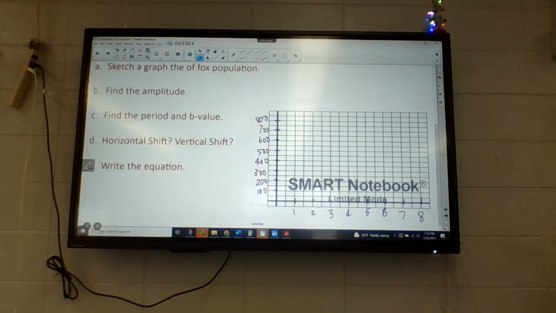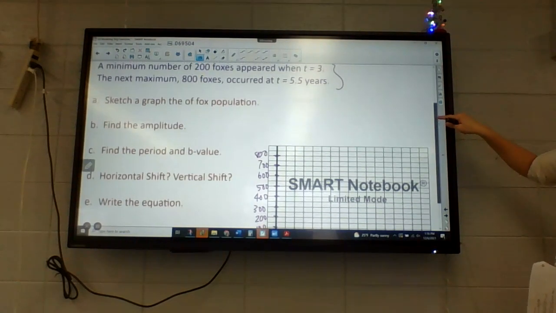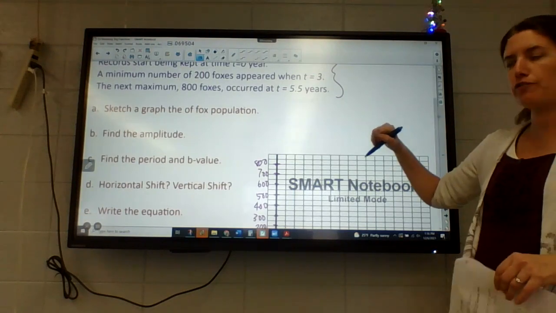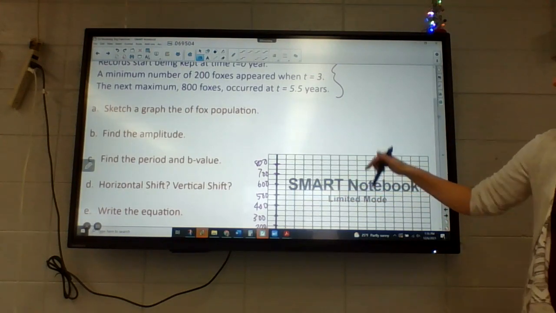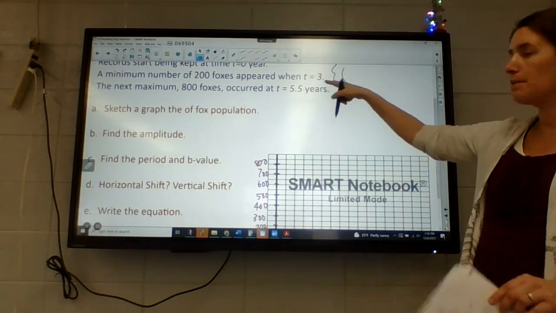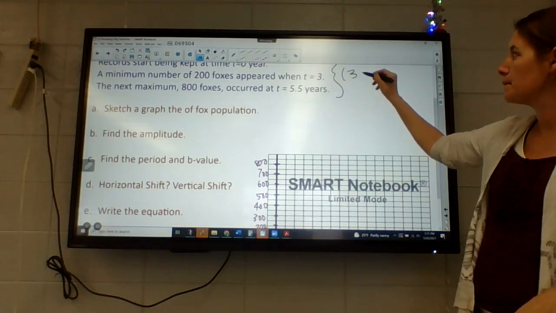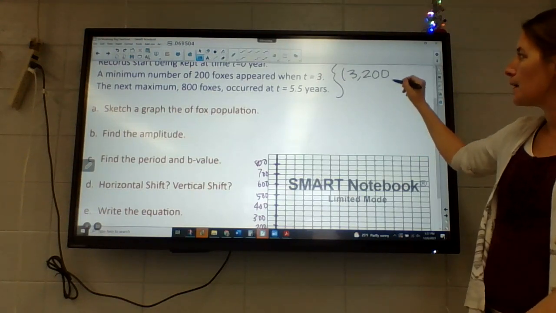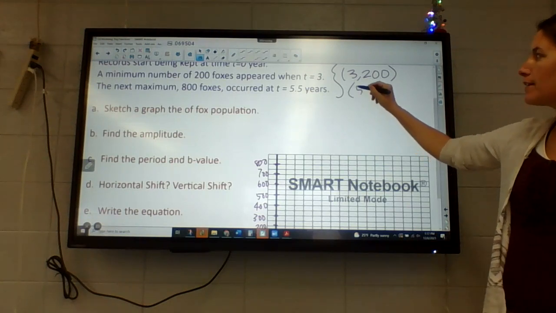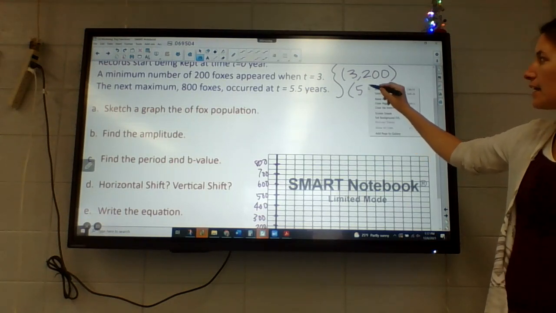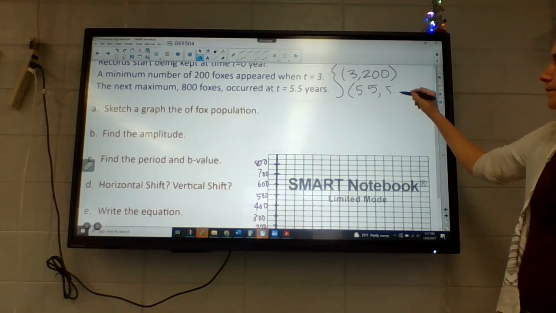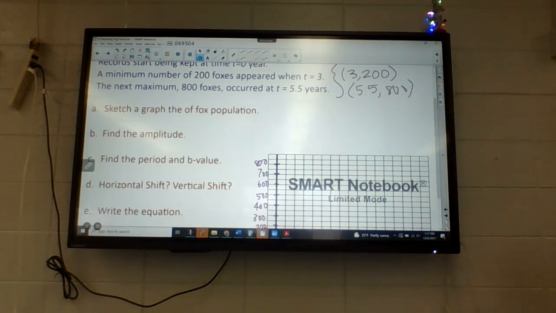So we have a couple coordinate points we can already put on our graph. So they tell me at 3 years there was 200 foxes. So across the bottom would be my time. And then my other one is at 5.5 years there were 800 foxes. So I have 2 coordinate points I can put on my graph.